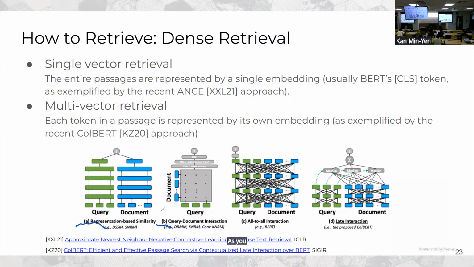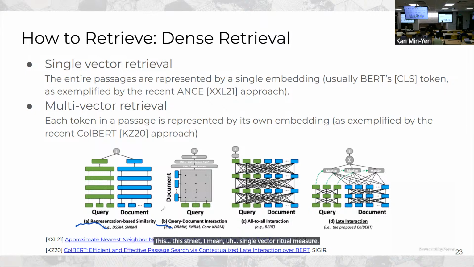As we can see from here, the input query and document are concatenated as input, and there will be interaction within the attention mechanism, I mean, the inner structure. Finally, the vector corresponding to the CLS token will be used to predict the similarity between the input query and document. These three are single vector retrieval methods.